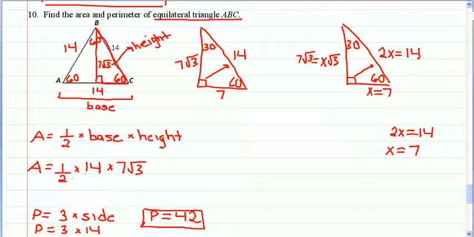So because I have fractions here, I'm going to put the 14 over 1 and the 7 root 3 over 1 so that I can reduce the 2 with the 14 and make it a 7, and then 7 times 7 root 3 is 49 root 3.